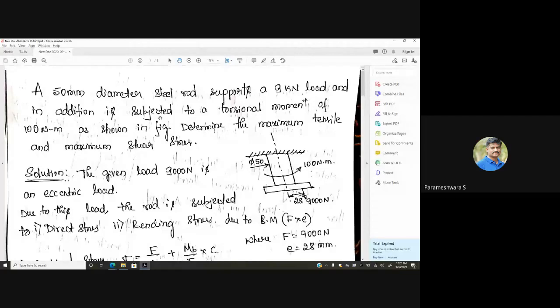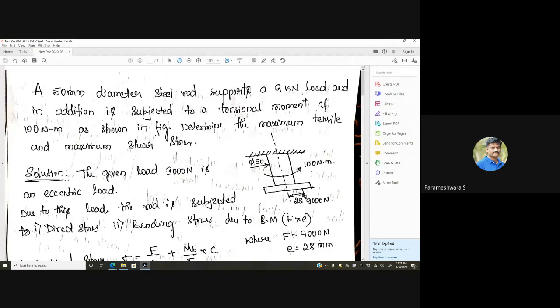A 50 mm diameter steel rod supports a 9 kilonewton load, and in addition is subjected to a torsional moment of 100 newton meter, as shown in the figure. Determine the maximum tensile and maximum shear stress.